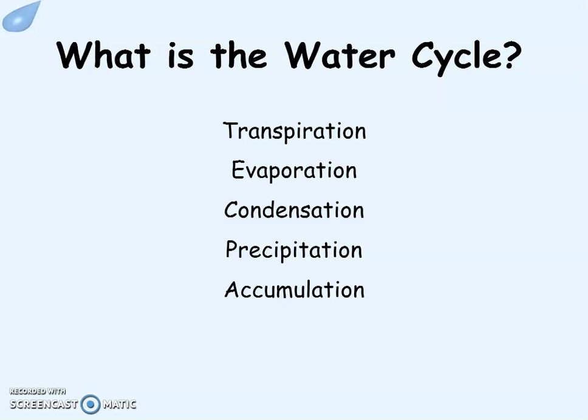The water cycle is made up of 5 processes. These processes are transpiration, evaporation, condensation, precipitation, and accumulation. We're going to investigate how each of these processes work to keep water from billions of years ago moving around the Earth today.